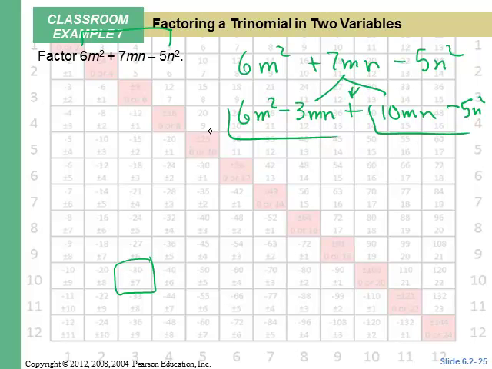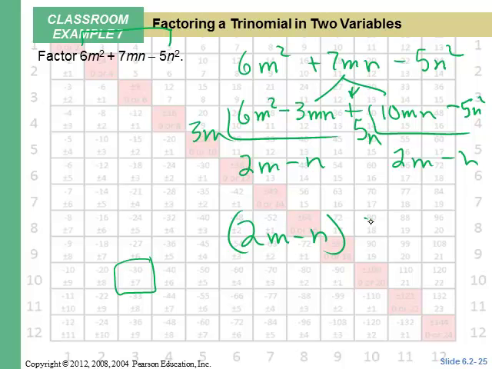Okay, we can factor a 3m out of the first two. We're left with 2m minus n. Factor 5n out of the second ones. We're left with 2m minus n. So our factored form is 2m minus n, 3m plus 5n.